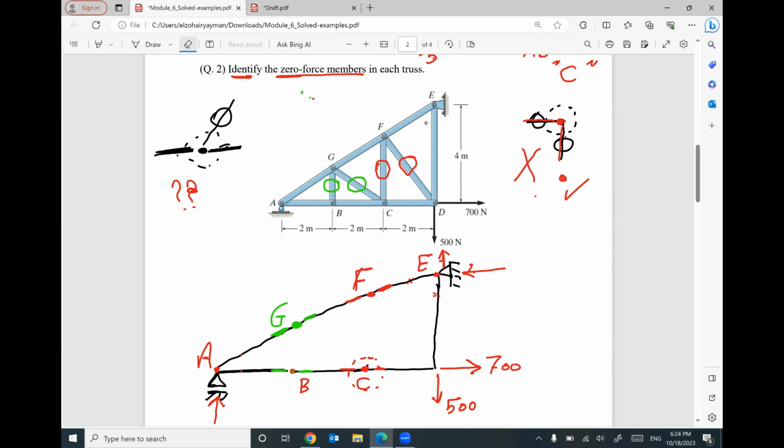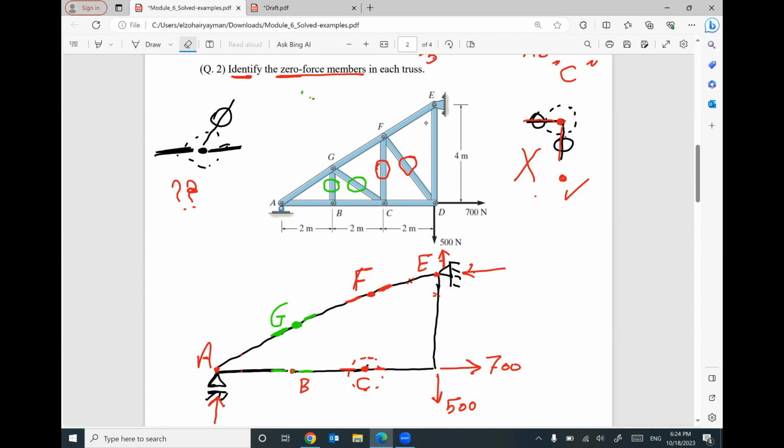One more check before finishing up the problem. One more check. Do you have joint with 3 members? Looks like we don't have any joint with 3 members anymore. Do you have joint with 2 members and no given forces or no given reaction? No way. We are done.